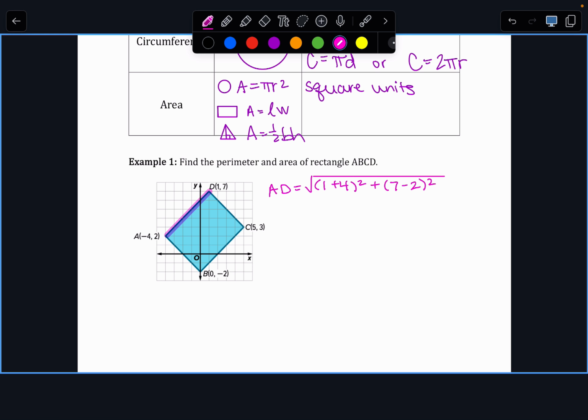Why is there a plus sign? Vivi? Because you can also do negative 4 minus 1, right? You sure could. If you set this up as negative 4 minus 1 and 2 minus 7, you're going to get the same thing. Josh is really excited about this. Okay. Do you agree that we get 25 plus 25? For now, we're just going to leave it as the square root of 50 and then go from there later.